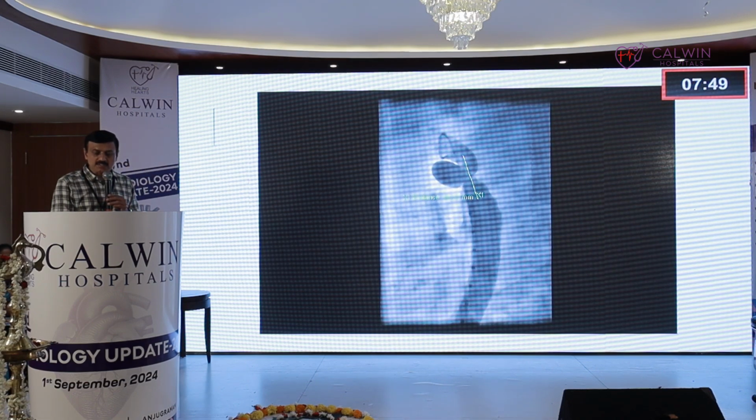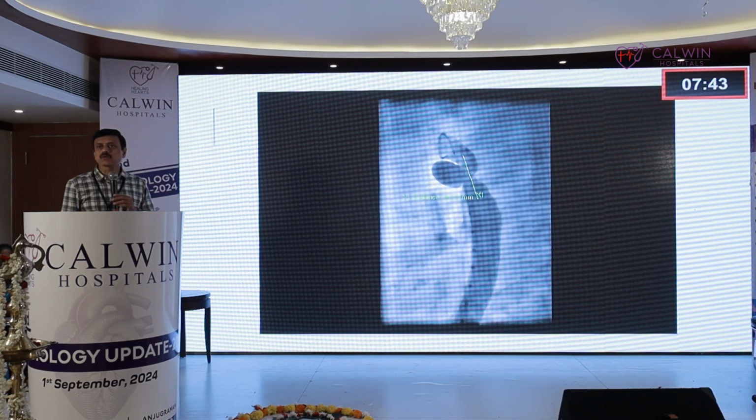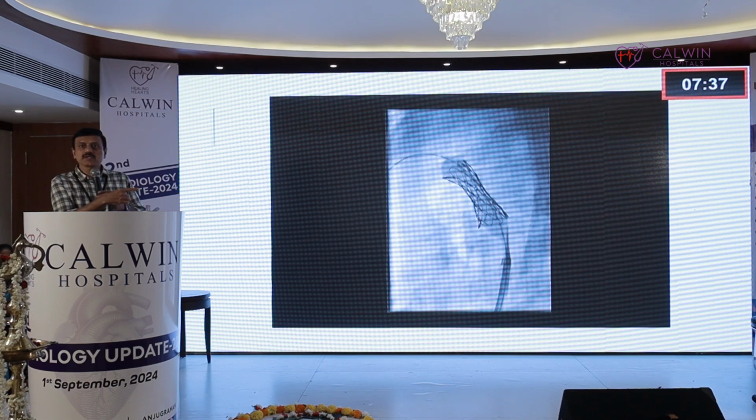So how do you manage this? You can either do a separate closure of the aneurysm and then do the coarctation of aorta stenting, or you put a covered stent. This is a covered stent across the coarctation of aorta, deployed at the site of coarctation of aorta.